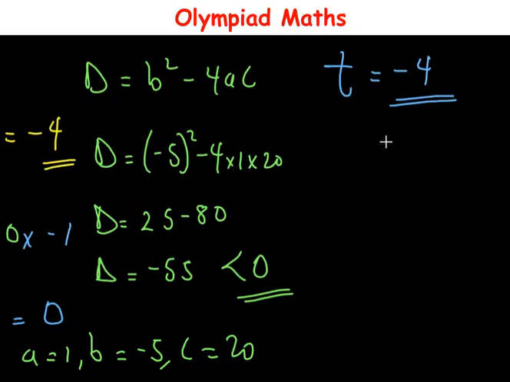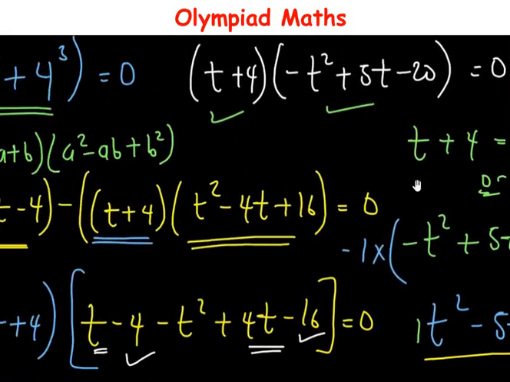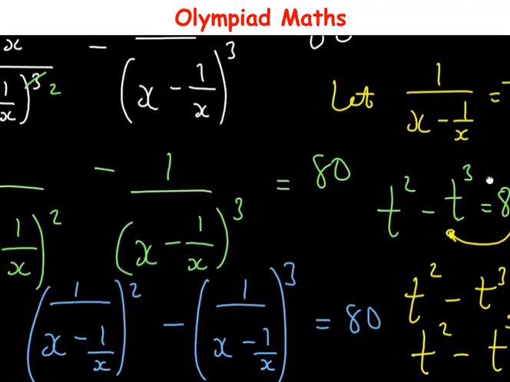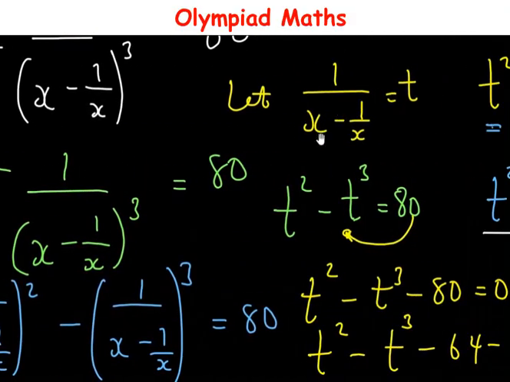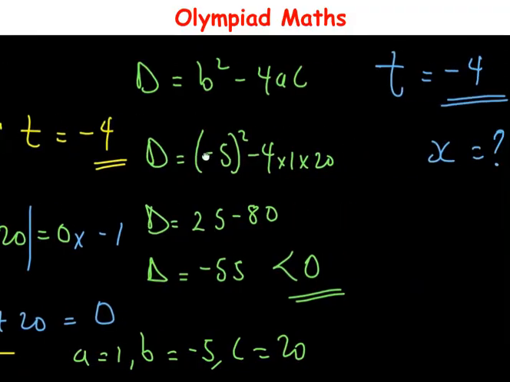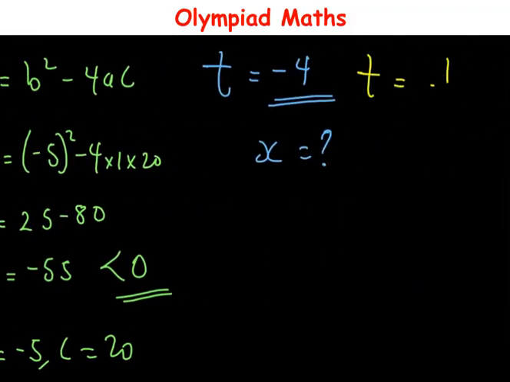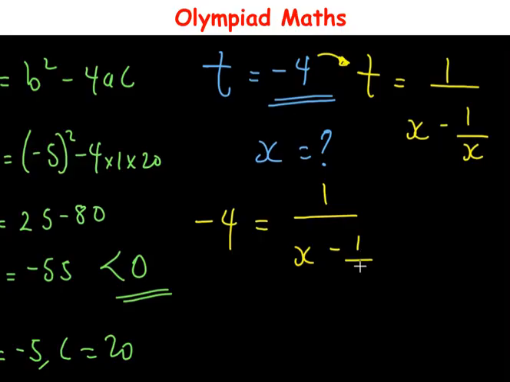But the goal is to solve for x. So how do we solve for x? Now recall that from here, we said let 1 over x minus 1 over x equals t. So this right here, t equals 1 over x minus 1 over x, writing this down, we said that t is equal to 1 over x minus 1 over x. Now, inputting the value of t into this equation right here, we have t equal to minus 4 equals 1 over x minus 1 over x.